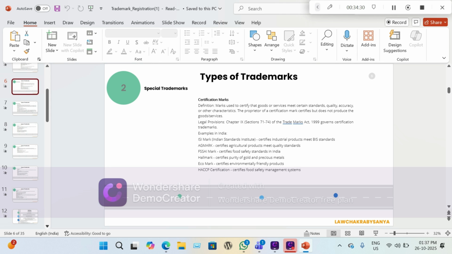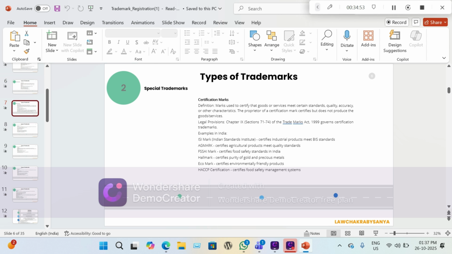Now, when somebody comes to you for consultation, you have to identify what kind of mark it is. Is it a collective mark? Is it a certification mark? Is it a conventional mark, a regular mark, or is it a well-known mark? Now, well-known mark is very, very important. If we go on to the next slide, Varun.